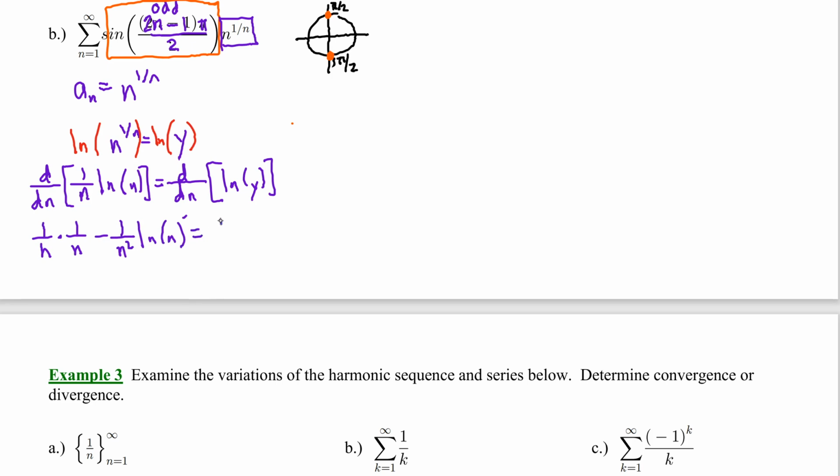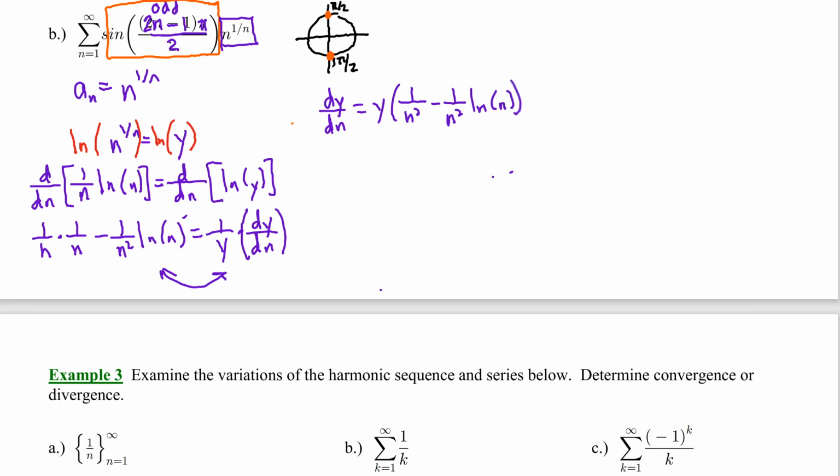The derivative of the right side with respect to n is 1 over y times the derivative of y with respect to n. As we have seen before with logarithmic differentiation, we need to isolate this term dy over dn, so we're going to multiply both sides by y. So I'm going to do a couple of things here. I'm going to reverse my terms. Again, I'm just reversing the sides of my equation, and I'm multiplying by y. What we have left over here is 1 over n squared minus 1 over n squared natural log of n.